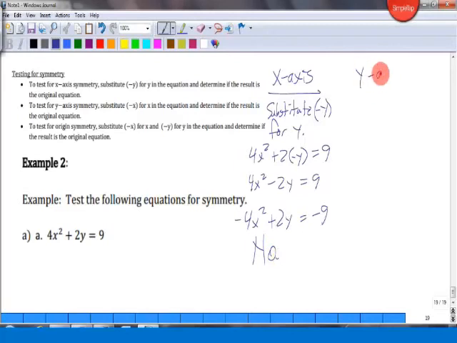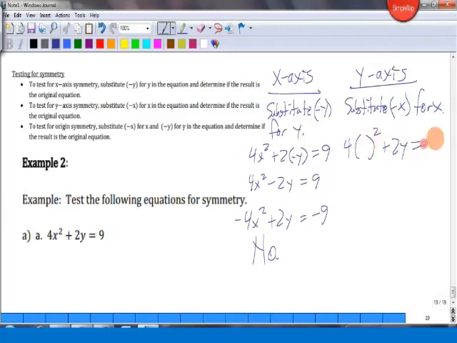So keep looking. Y-axis symmetry. Maybe it has y-axis symmetry, but not x-axis. So we substitute negative x for x. So 4 times an empty set of parentheses, quantity squared, plus 2y equals 9. So in place of the parentheses, or right in the midst of those parentheses, we're going to substitute negative x, and then entertain a critical question.